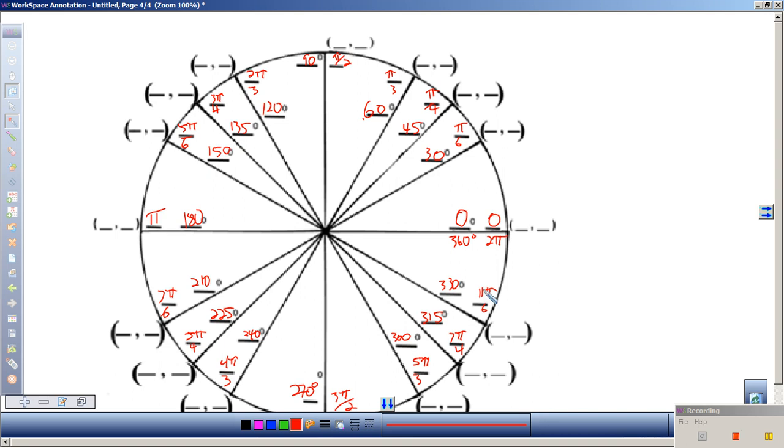Now, we also have all the coordinates. We call it the unit circle. Why do we use the word unit? What is the base word for unit? Which is 1. So when we say it's a unit circle, we're saying it's a radius 1 circle.